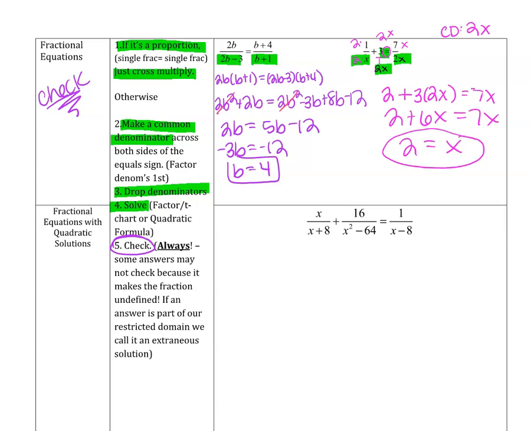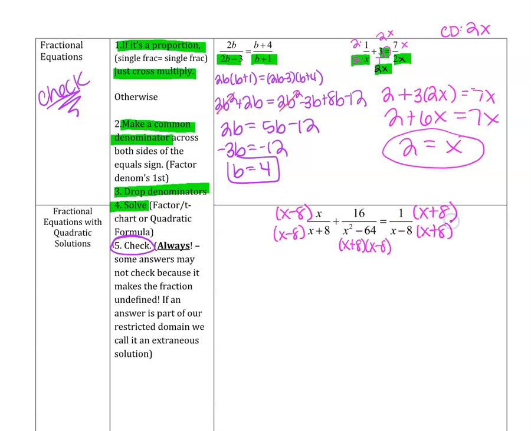Okay, gradually getting more complicated. Now I have some binomial denominators. First thing I'm noticing is this is the same thing as x plus 8 times x minus 8. And that makes it easy for me to figure out that the common denominator between all three of these fractions would be one of each of those factors, x plus 8 and x minus 8. So this is my common denominator. That means that this fraction is going to need an x minus 8. The last guy is going to need an x plus 8.